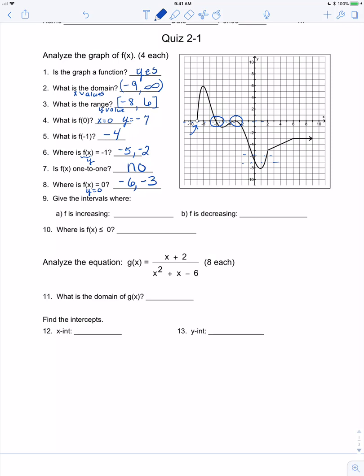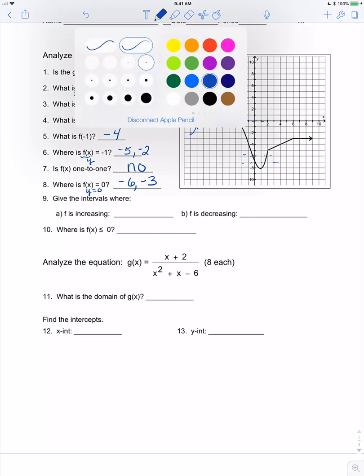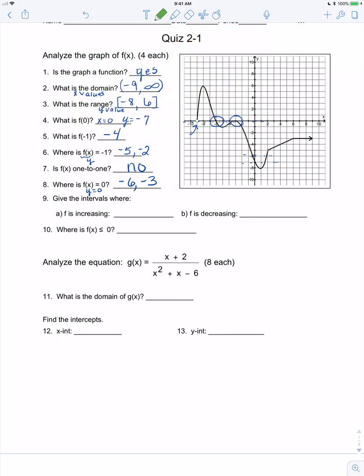Alright, give the intervals where f is increasing. Well, remember, we always read these graphs from left to right like you're reading from a book. So it is increasing when this part is going up. So that's going up right there. Notice this part here is going up, and then over here this is going up. This is all going up until it levels off. So we're going to write all those intervals down.